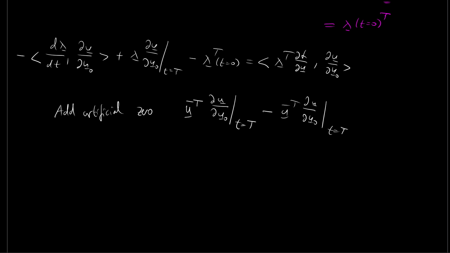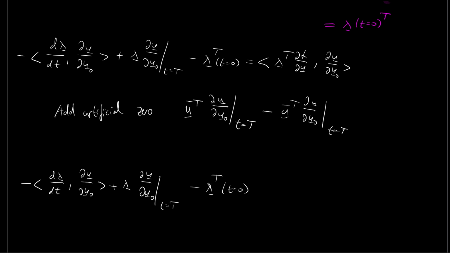Okay, let's write this down once more. It's a little bit cumbersome, but we are getting towards the finish line for this derivation. So minus the inner product of the time derivative of the adjoint variable, then du by du0, plus lambda unwanted Jacobian evaluated at final time, minus lambda transpose evaluated at starting time. And on the right hand side we will have that inner product, lambda transpose df by du and du by du0, and then our artificial 0.